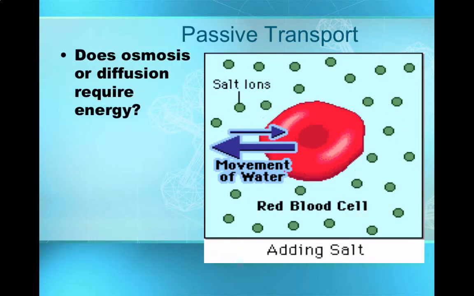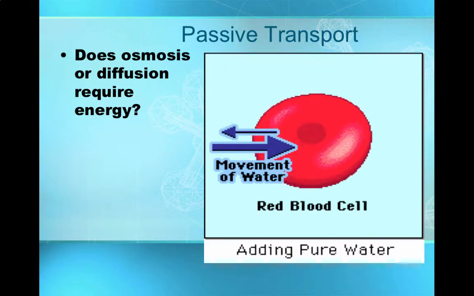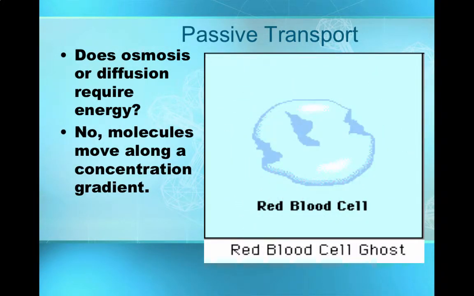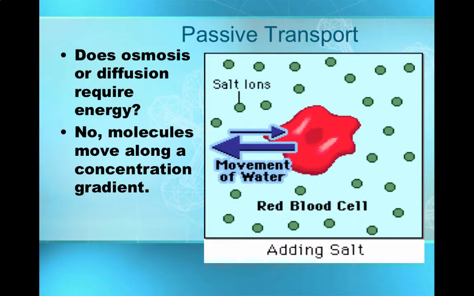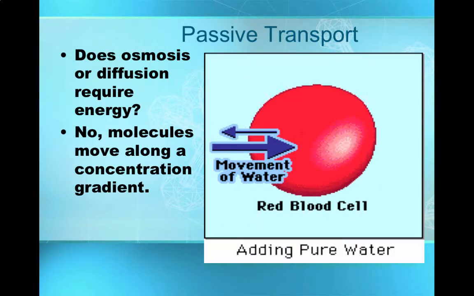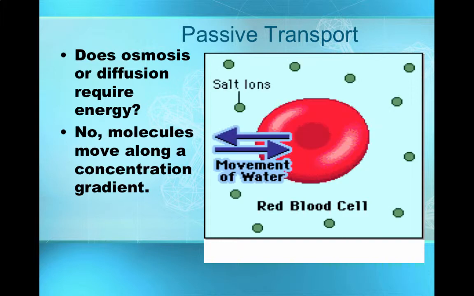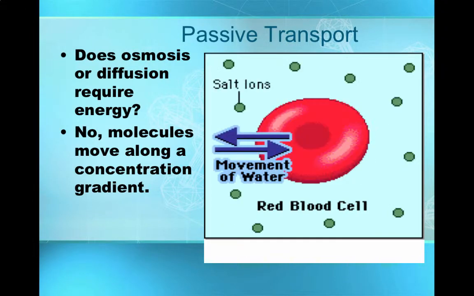Passive transport. Does osmosis or diffusion require energy? The answer is no. The molecules will move along a concentration gradient. Now, this concentration gradient means that for diffusion, or for passive transport, we're going to go from an area of high to an area of low. It's kind of like a slide. You go from the top of the slide down to the bottom of the slide. That doesn't require any energy. You just ride down the slide.